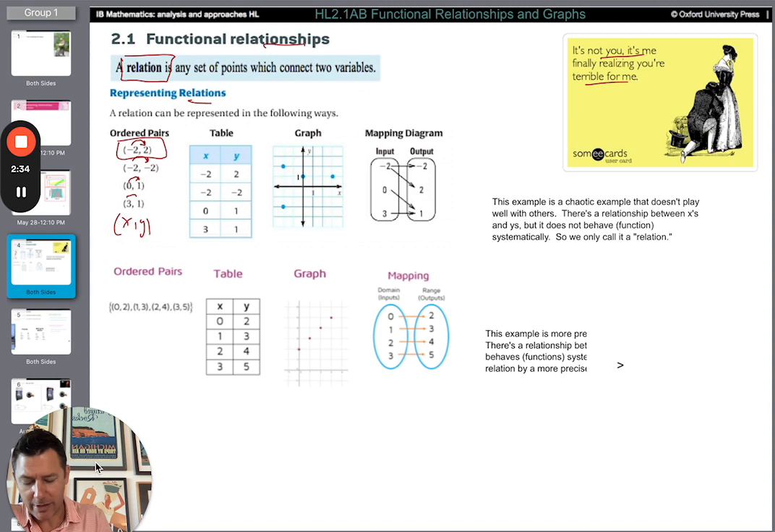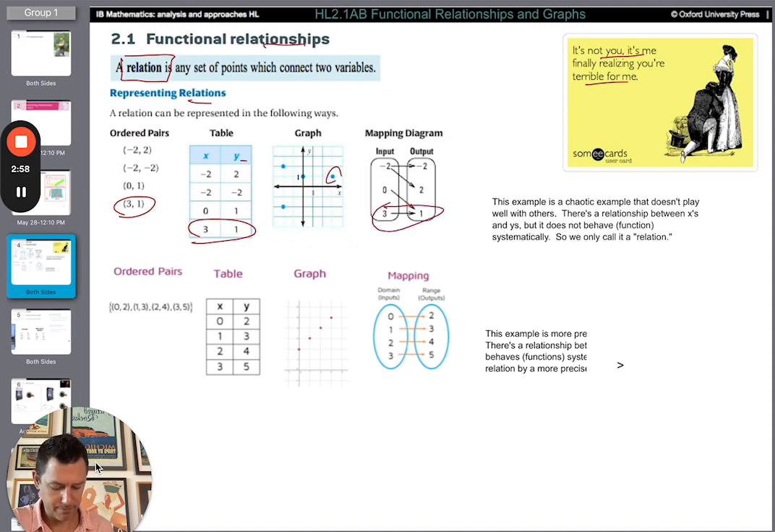We can show them with ordered pairs. This is the exact same set in a table, and this is the exact same value in a graph, and this is the exact same value in a mapping setup. Mapping, they're all just similar ways to show the same thing. Here's 3, 1, here's 3, 1, here's 3, 1. Not a problem.